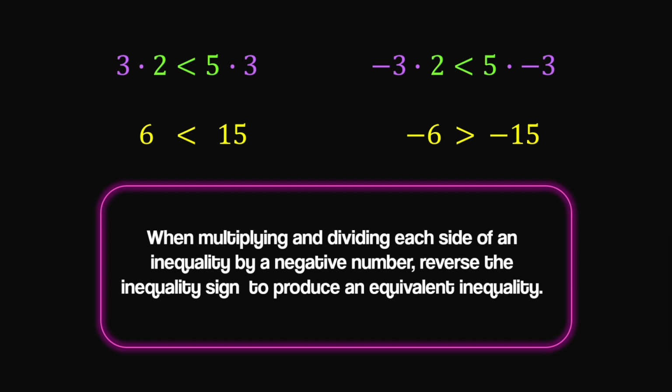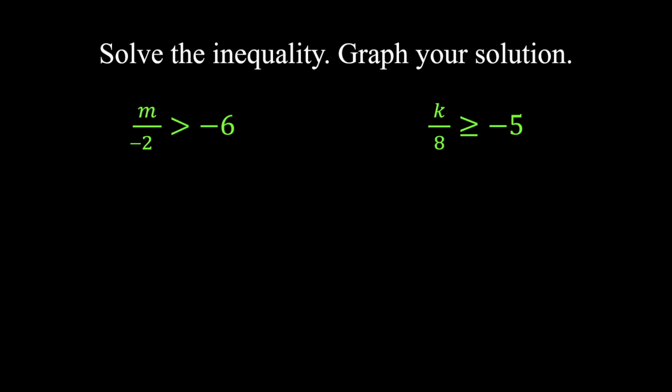This rule also applies to division. When multiplying and dividing each side of an inequality by a negative number, reverse the inequality sign to produce an equivalent inequality. m divided by negative 2 is greater than negative 6. To solve this inequality, undo the division of negative 2 by multiplying both sides by negative 2, isolating the variable. Since we multiply both sides by a negative number, we switch the symbol. On the right, negative 6 times negative 2 equals positive 12. Therefore, m is less than 12.